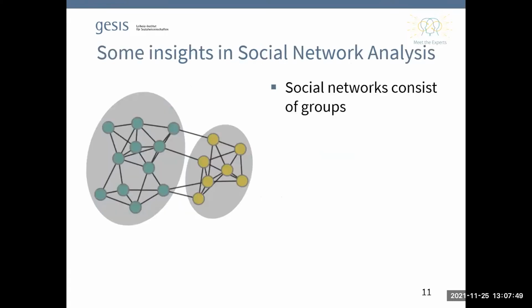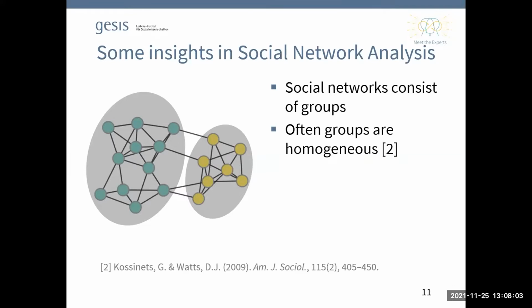And some key insights in social network analysis have been that social networks very often consist of groups, the ones we have highlighted here, and very often those groups are homogeneous. This is the property of homophily, that nodes very often connect to similar others that are similar in some attribute, for example.